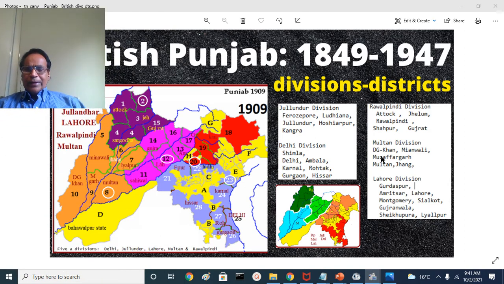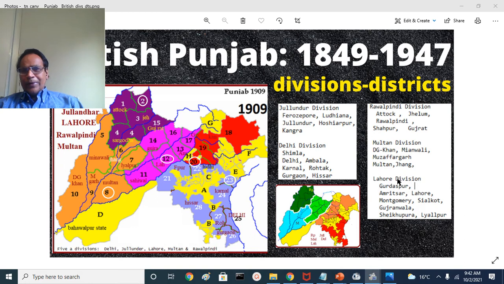Then we have Multan division here. So I have listed the districts here: Dera Ghazi Khan, Mianwali, Muzaffargarh, Multan and Jhang. Multan district, Muzaffargarh district, Mianwali district are on the eastern side of the river Indus. On the other side, the west side, was DG Khan, Dera Ghazi Khan. There are some regions that are sparsely populated, the desert area, essentially a semi-arid region called the Thal region, as it is called locally. Then we have Jhang district. That is about the Multan division.